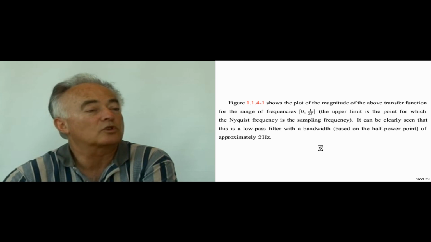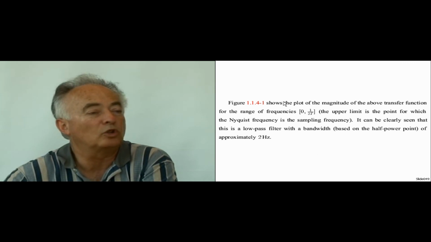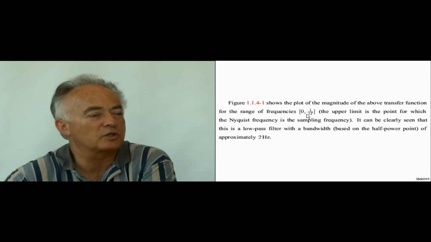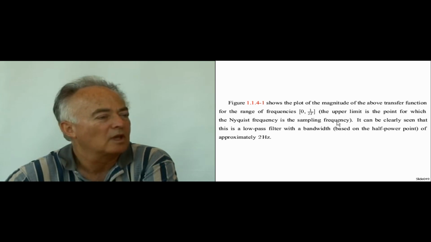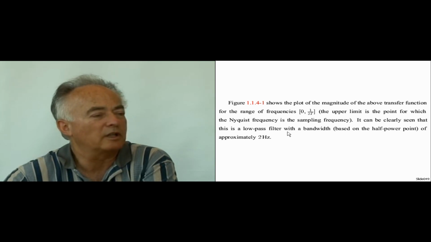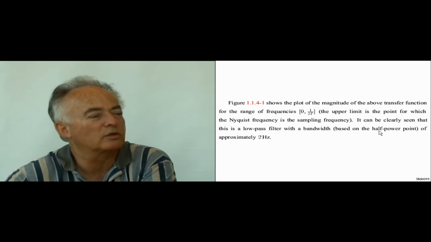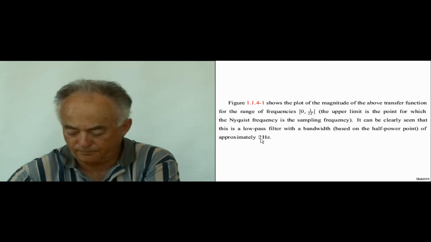And we've shown already the plot of the magnitude of this transfer function for a range of frequencies between 0 and 1 over 2T. The upper limit is the point for which the Nyquist frequency is really half the sampling frequency. So we go up to 1 over T. It is a low-pass filter and has an approximate bandwidth based on the half power point of 2 Hertz.